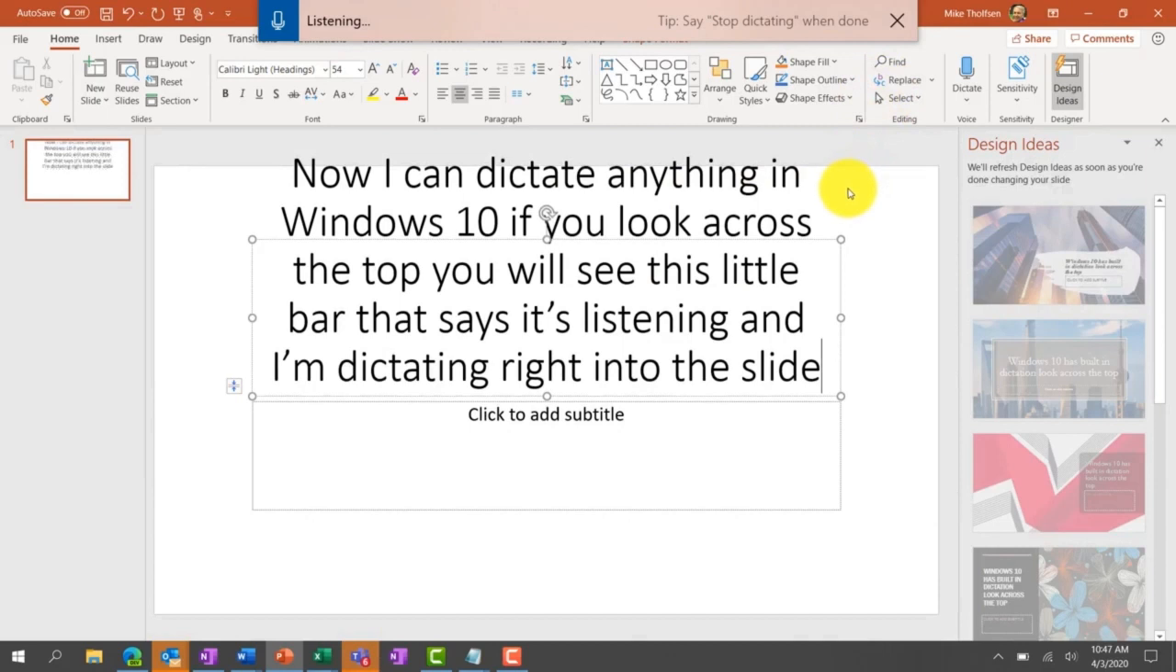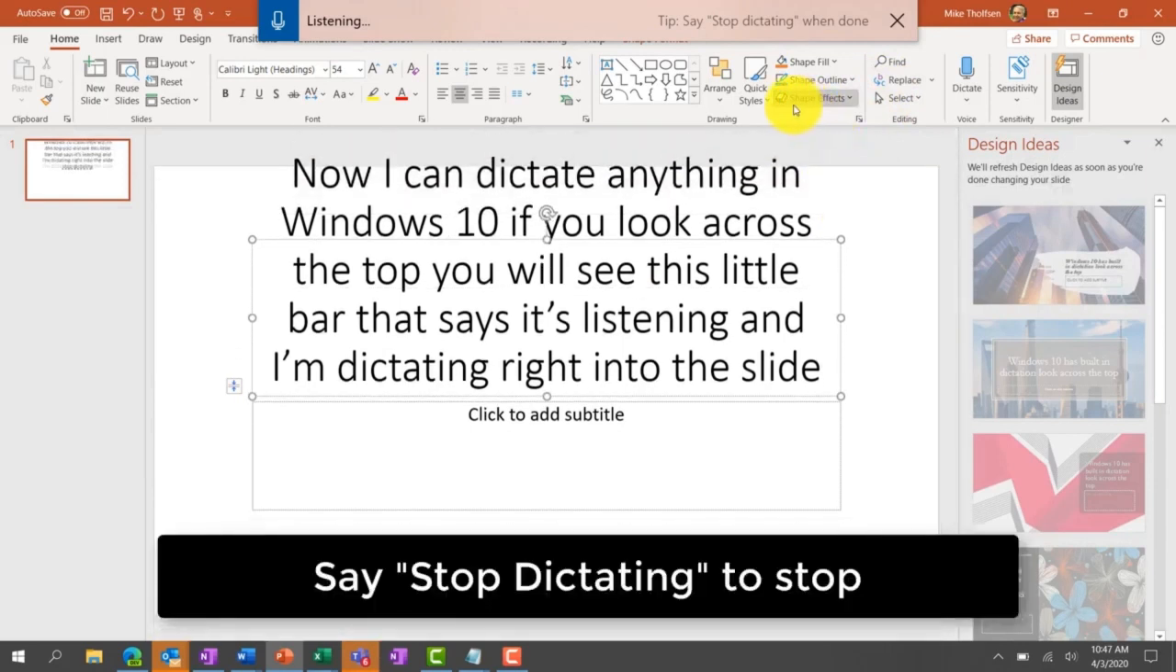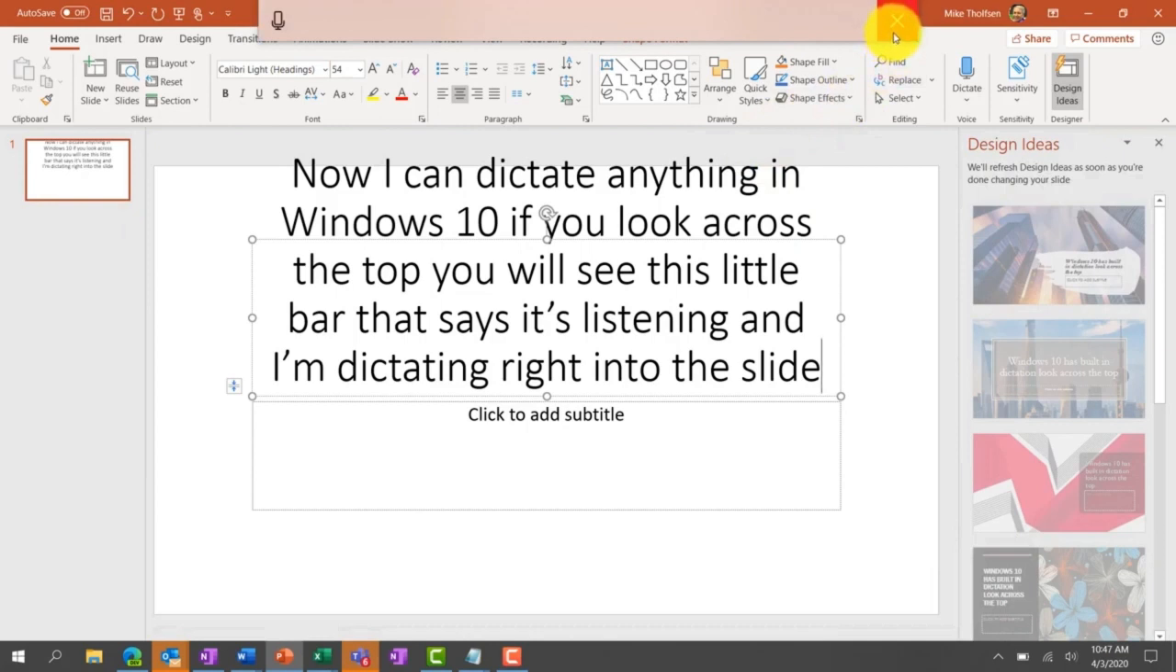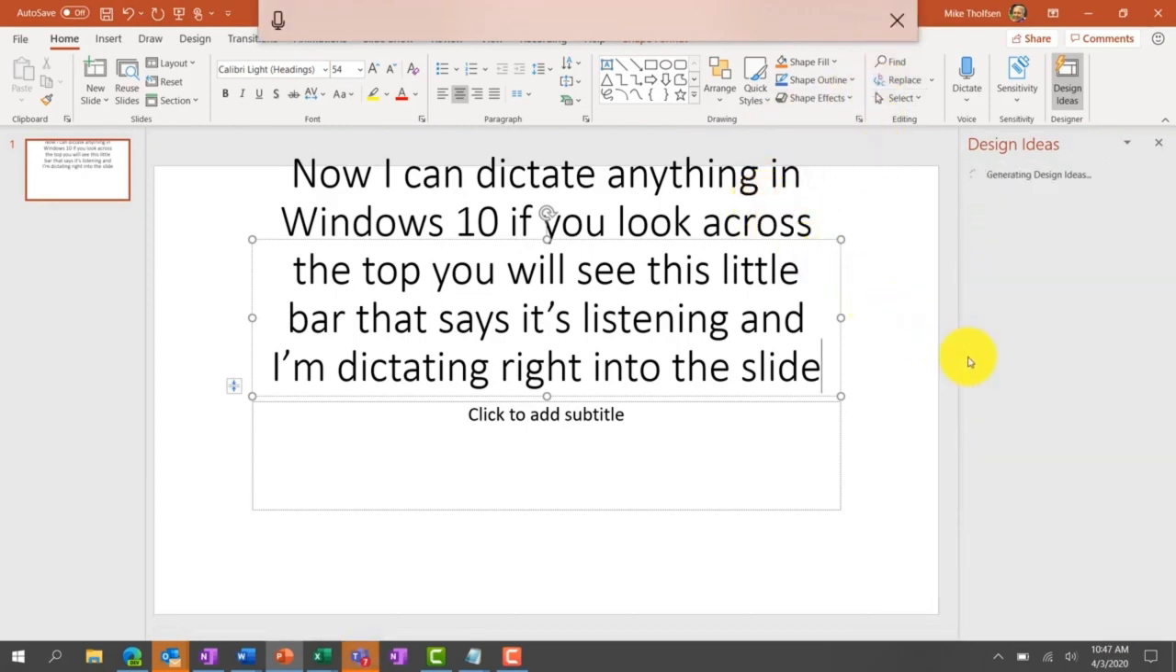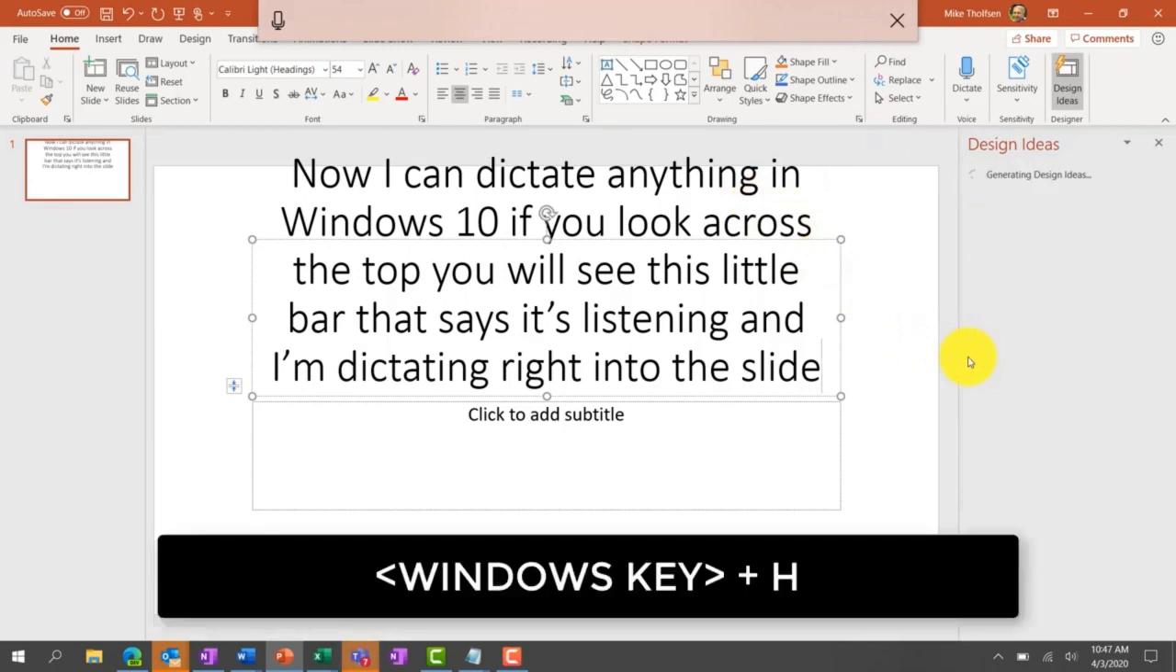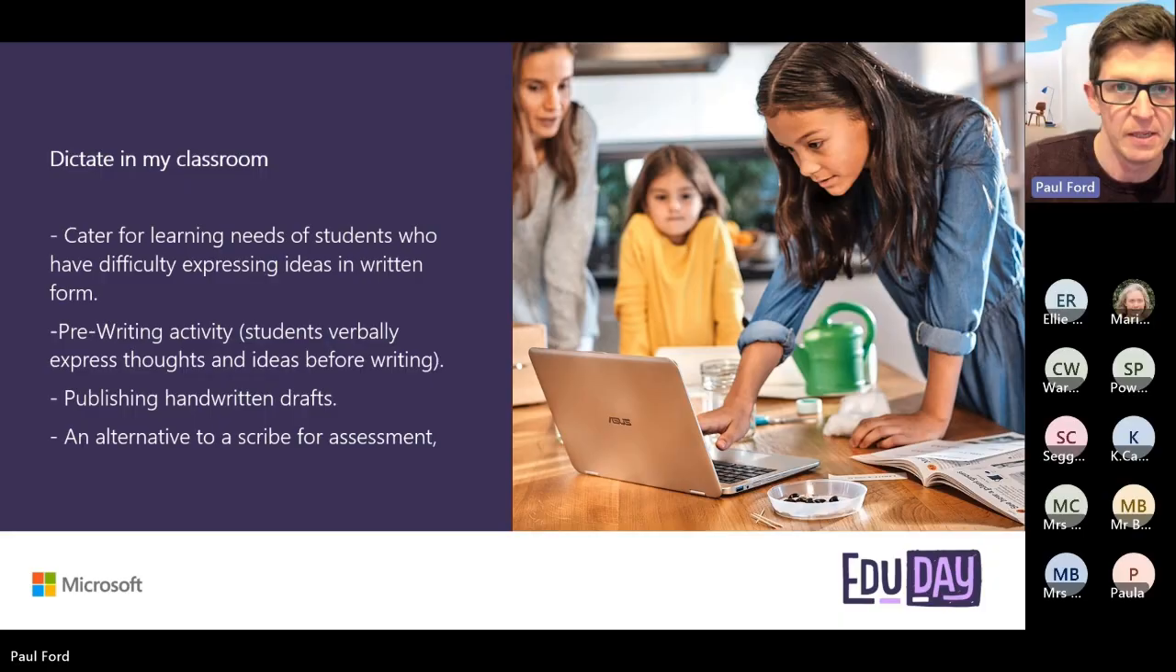Stop dictating. And it's just that easy. So anywhere in Windows 10, you can dictate. So if your students have Windows 10 at home, we have built-in speech to text. You just hit the Windows key plus the letter H, and it pops up this little microphone at the top.